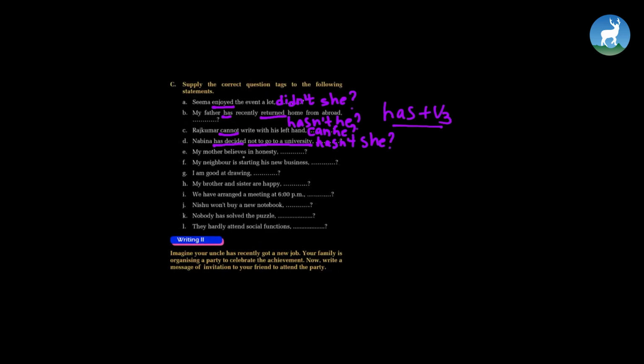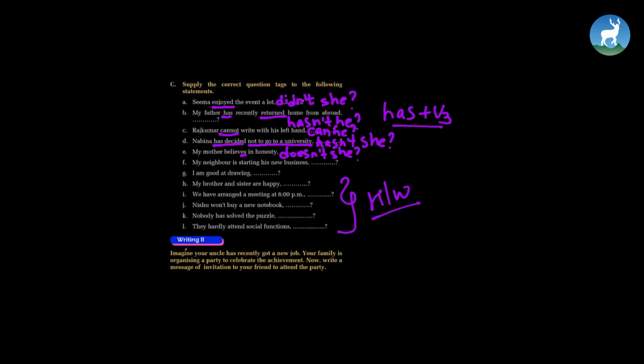My mother believes in honesty. Yes. Does. Since this is positive, we have to use a negative one. My mother believes in honesty, doesn't she? My neighbor is starting his new business, isn't he or she? I am good at drawing, aren't I? So similarly, I believe you will be able to do the remaining ones. Mark it down as your homework. You need some practice as well.